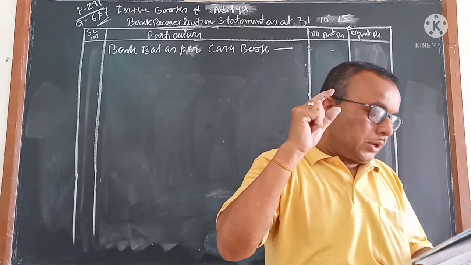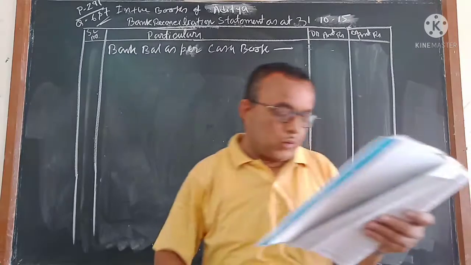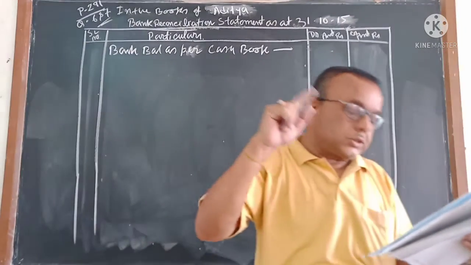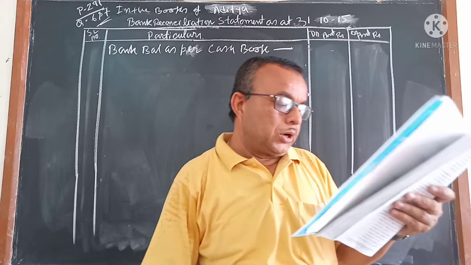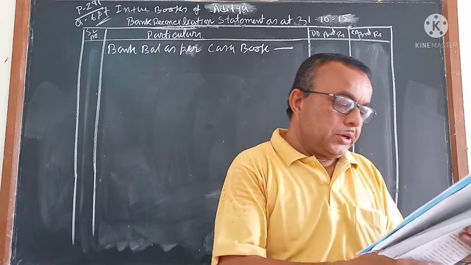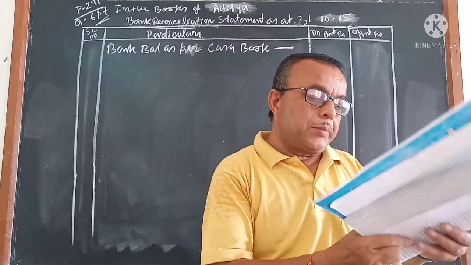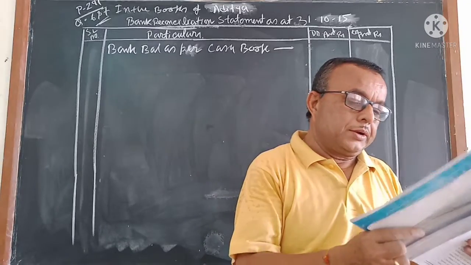This illustration exercise is just like the previous illustration. If you understood that illustration, you will be able to understand this also. Let us see what is given. The cash book of Sri Aditya shows a bank balance of rupees 9,000 on 31st October 15.